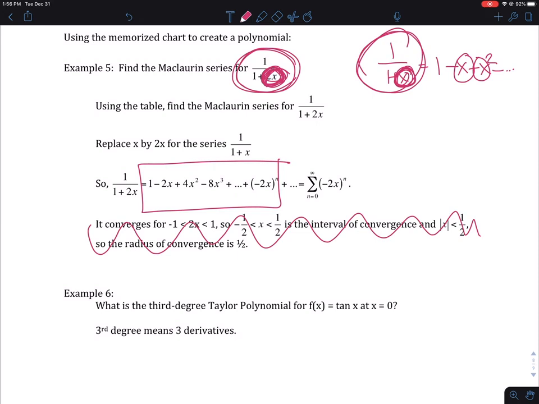Otherwise, what you would have to do is take your 1 over 1 plus 2x. I would have to find f of 0, f prime of 0, f double prime of 0, and so on and so forth to create my polynomial. That means I would have to take this and plug in 0 for x, then take this derivative and plug in 0, then take the second derivative and plug in 0. So it is a lot faster to have that table memorized.